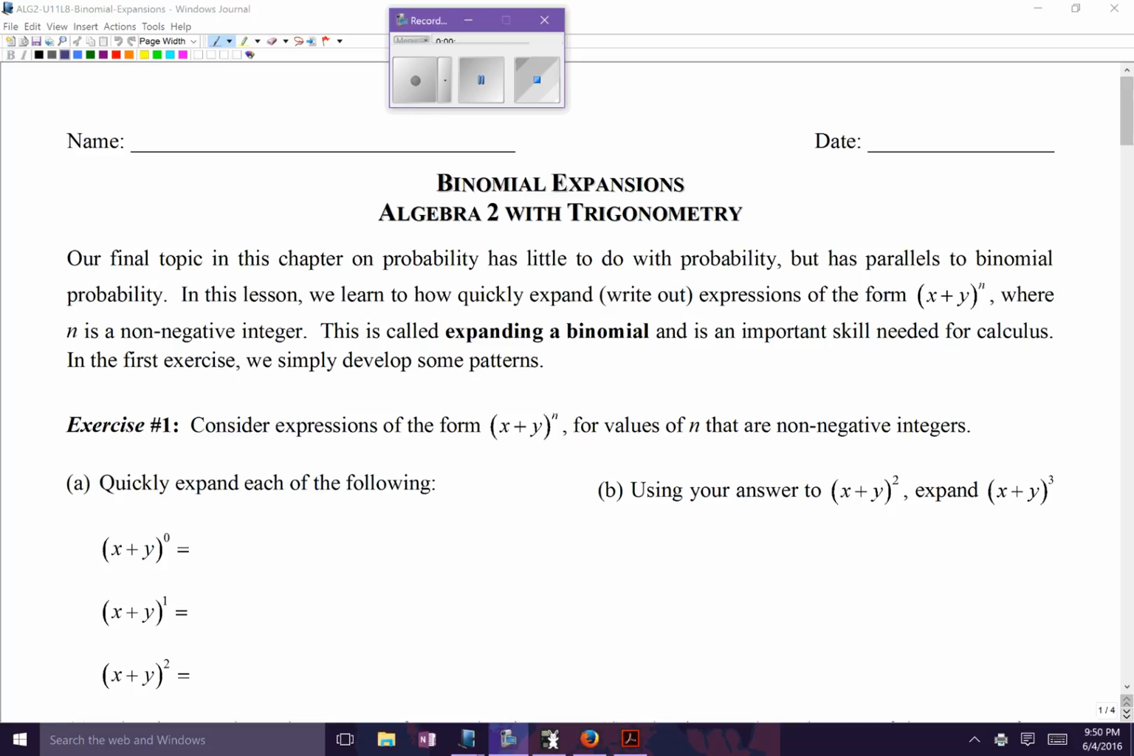Welcome back. We're going to do Unit 11, Lesson 8, Binomial Expansions. And this is actually a really neat topic. It's actually kind of fun to do once you figure out the pattern.